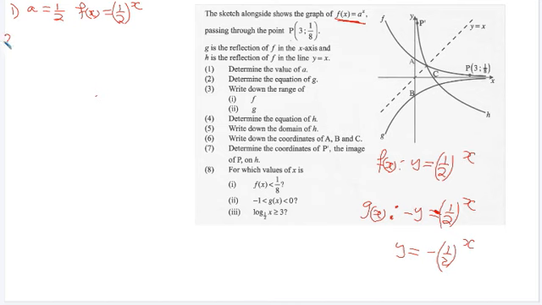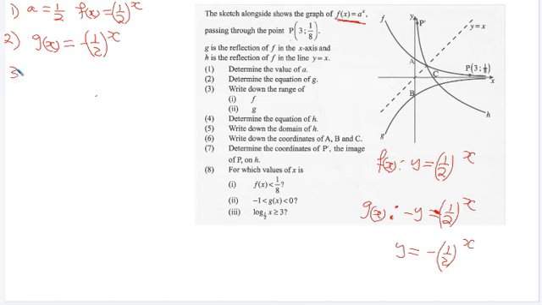So for number 2, the equation of g there, g of x is equal to negative 1 over 2, put it in brackets, is raised to x. So you see the difference between these two is just this negative. The one is positive and the other one is negative.